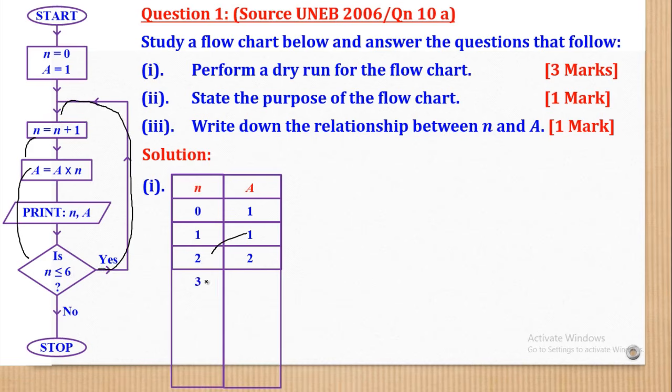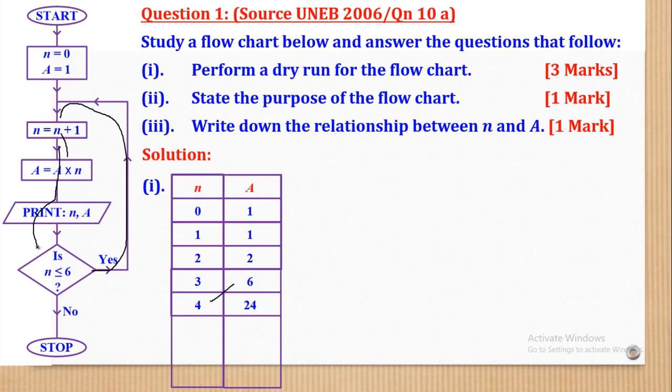Then multiply this with this. That is what this statement says, to give you 6. Then print and ask yourself again. So the process is going to repeat. I ask myself and the answer is yes. So yes will take me back to increment n by 1 to give you 4. Then multiply this with this to give you 24. Then with 24 go to print and then ask yourself.